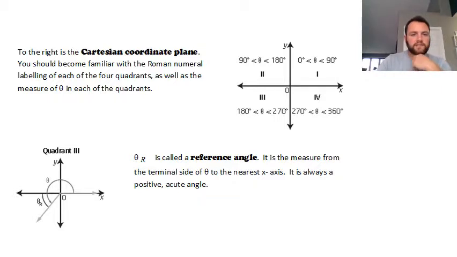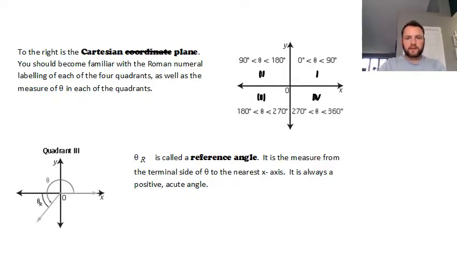So to the right here is our Cartesian coordinate plane, or sometimes just called our Cartesian plane. You should become familiar with the Roman numeral labeling of each of the 4 quadrants, as well as the measure of the angle in each quadrant. What we're talking about by Roman numeral is that this is quadrant 1, this quadrant is quadrant 2, this quadrant is quadrant 3, and this is quadrant 4.